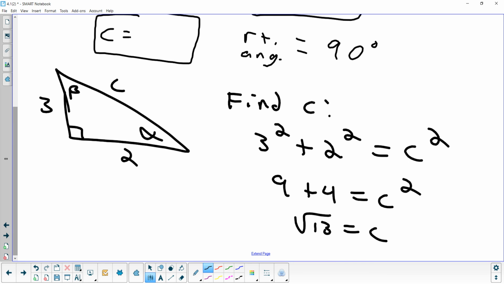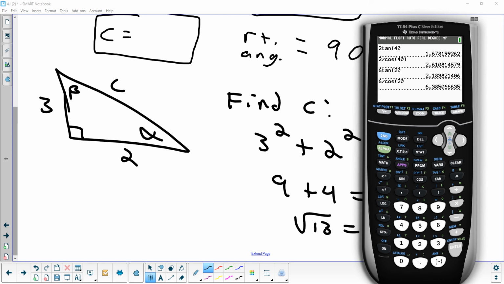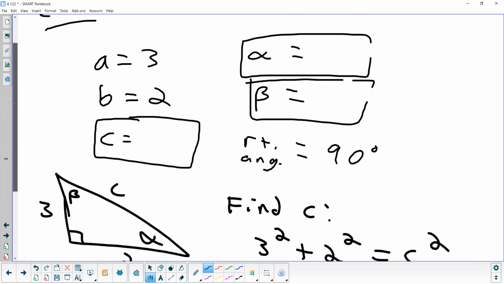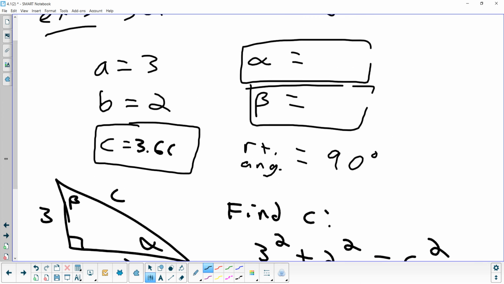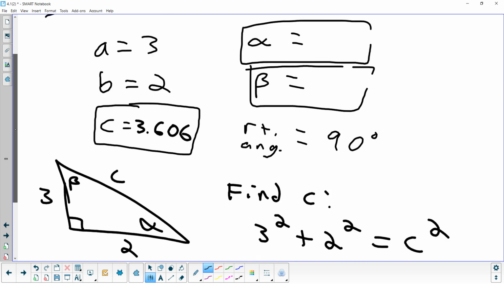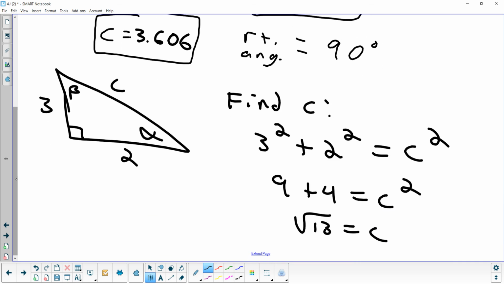And they are going to ask you to round that off, so let's type that in. Square root of 13 is 3.606. So 3.606. Okay, any questions on how we got C?